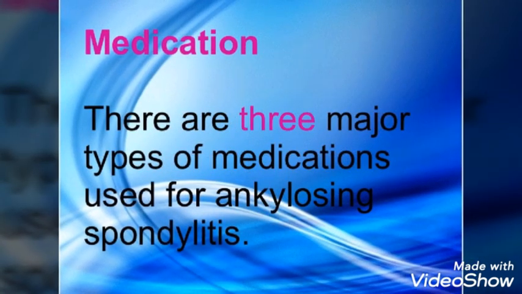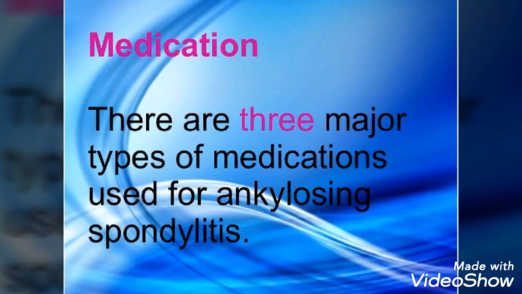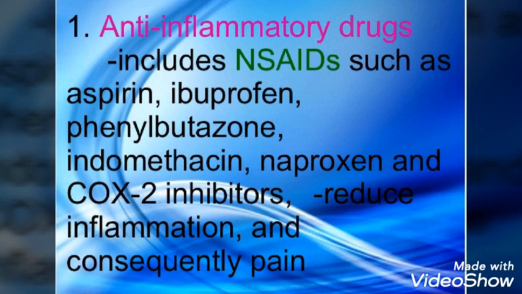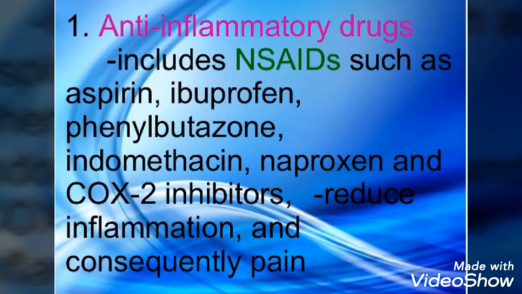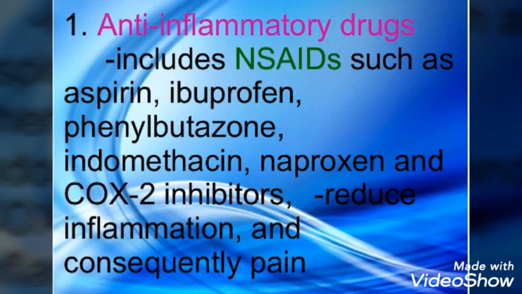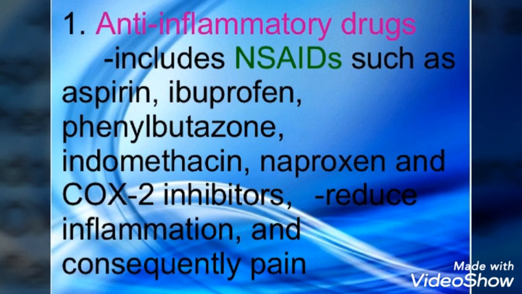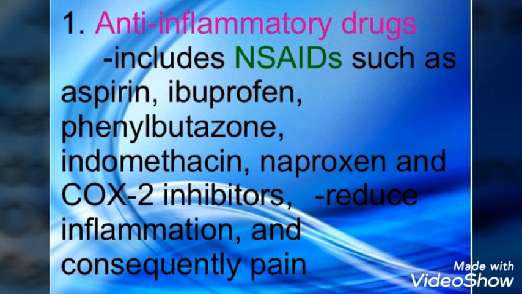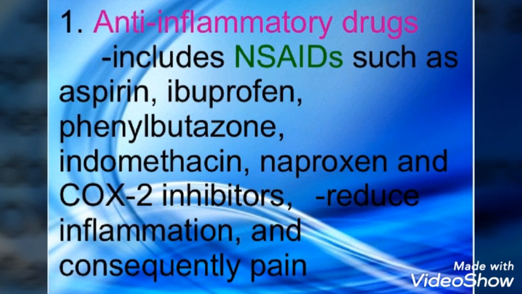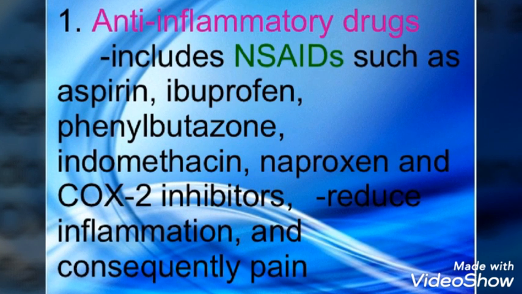Then we will go for the medications column. In medications, it is mainly divided into 3 major types. The first one is anti-inflammatory drugs, that includes NSAIDs, that are aspirin, ibuprofen, phenylbutazone, indomethacin, naproxen, and COX-2 inhibitors, which reduce inflammation and pain. So mainly these are symptomatic treatments. We administer these drugs to the patient to reduce the inflammation and pain.